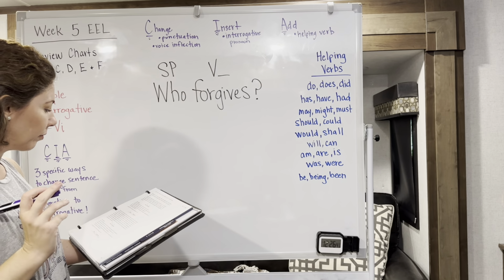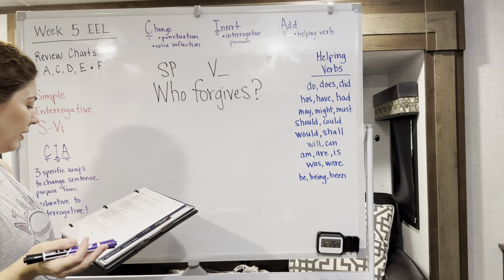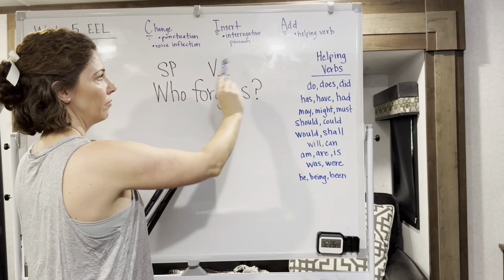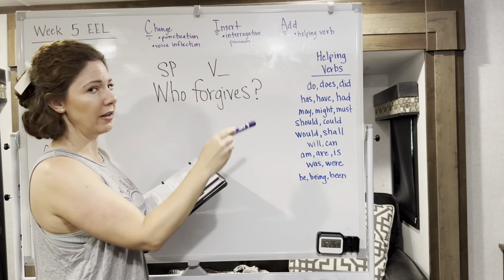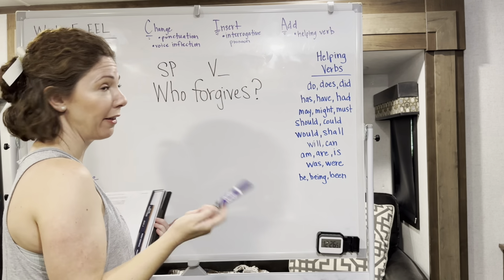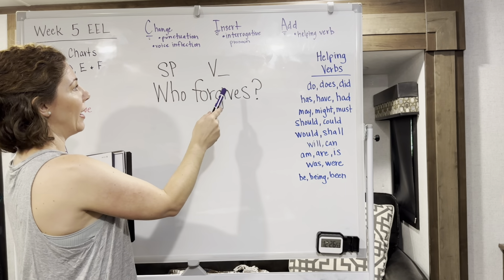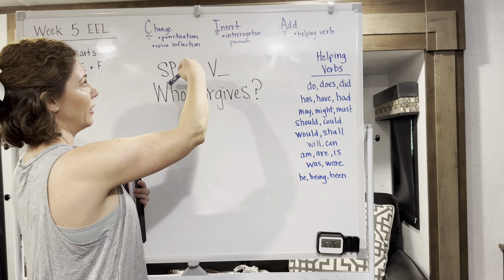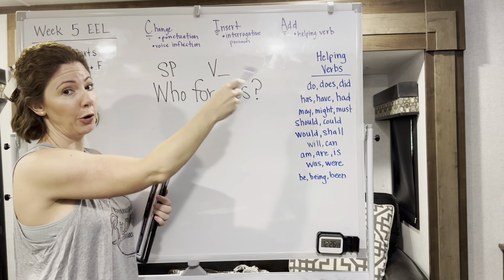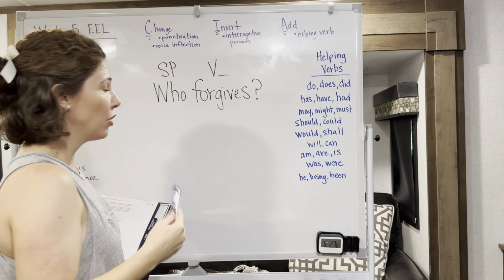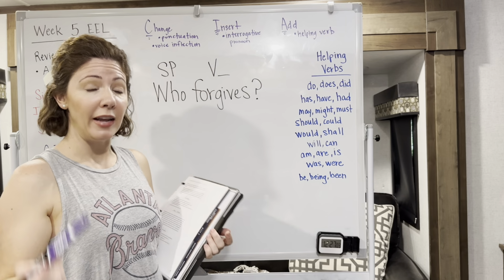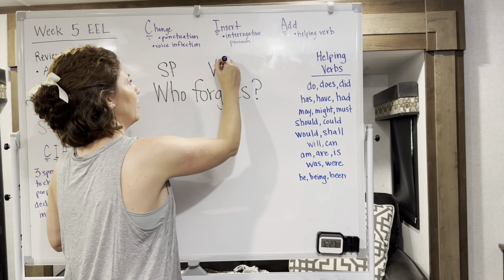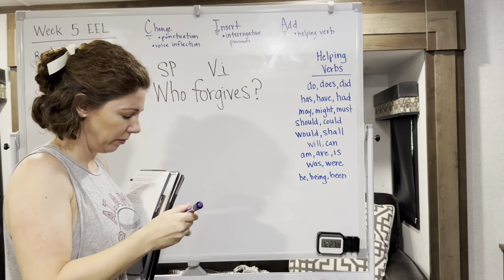So for this sentence, does anyone or anything receive the action from forgives? Is it being transferred to anything? Nope, nothing there. And is there anything after forgives that renames or modifies our subject? Nope, nothing there. So what's that going to mean? That means that we have an intransitive verb. It's not being transferred to anything. It just forgives. That's it.